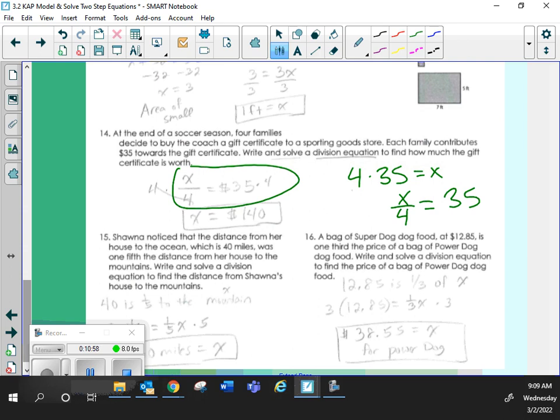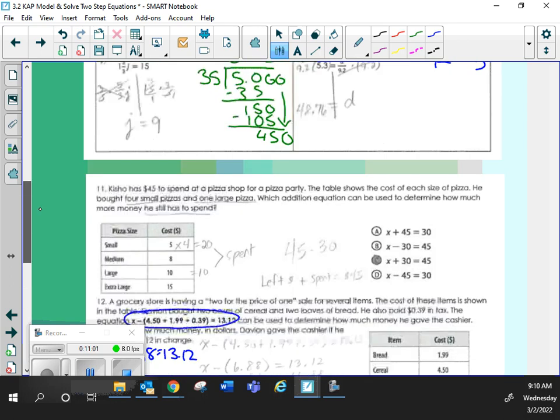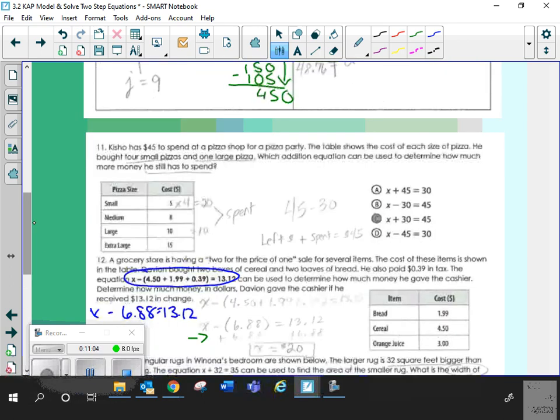And then number 11. Keisho has $45 to spend in a pizza shop for a pizza party. The table shows the cost of each size of pizza. He bought 4 smalls and 1 large. Which addition equation can best be used to determine how much more money he still has to spend? Okay, so 4 small, that's going to be a total of $20, and then the 1 large is 10. So there's a total of $30 spent right there.